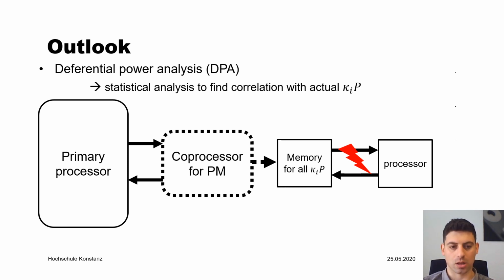So, outlook. Now, we consider the differential power analysis attack. Gaussian integers can also be used to prevent differential power analysis. As mentioned before, the coprocessor contains a memory that stores all possible products kappa i P. This type of attack is based on statistical analysis to find a correlation with the current value kappa i P, which is read from the RAM, from the memory in this case.